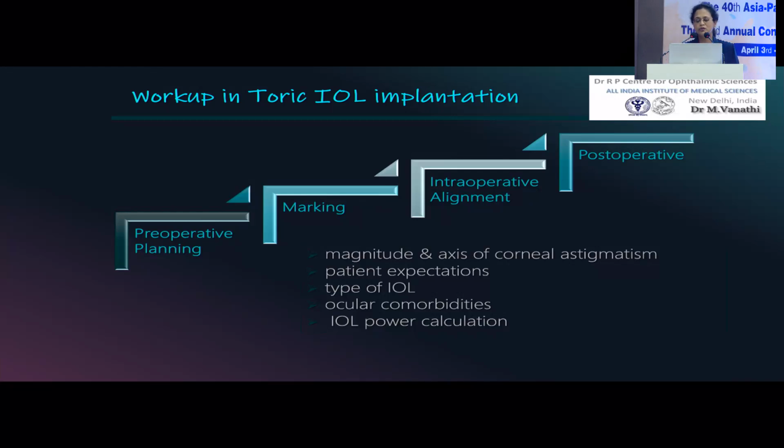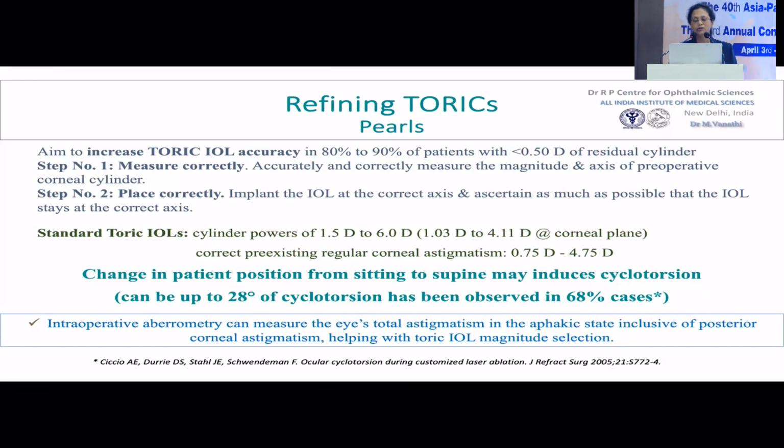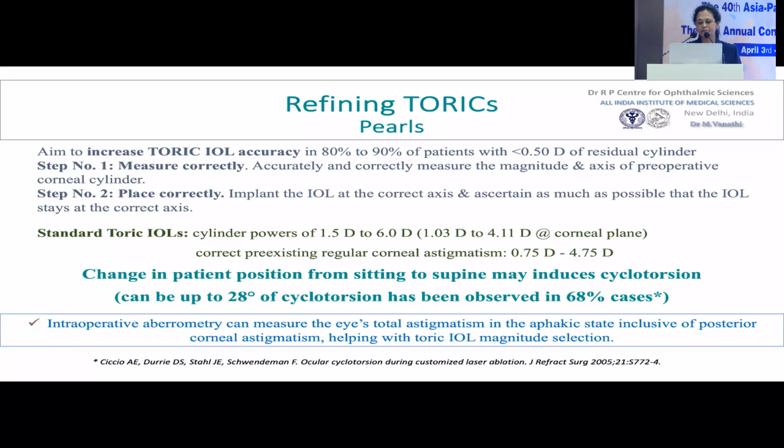You also need to know the magnitude of astigmatism, the axis of astigmatism, the realistic expectations of the patient, and the type of IOL you're implanting, because toricity is now available not only in monofocals, but also in multifocals and trifocals. Be aware of this, and also look at the ocular comorbidities of the patients, not just surface comorbidities, but also other limitations which would limit the vision potential of the patient, with particular attention to the IOL power calculation.